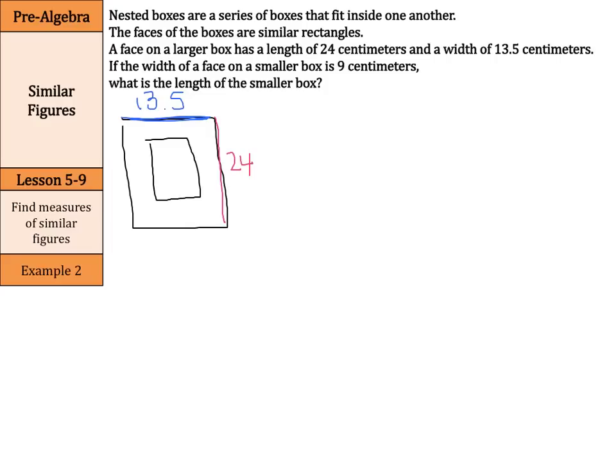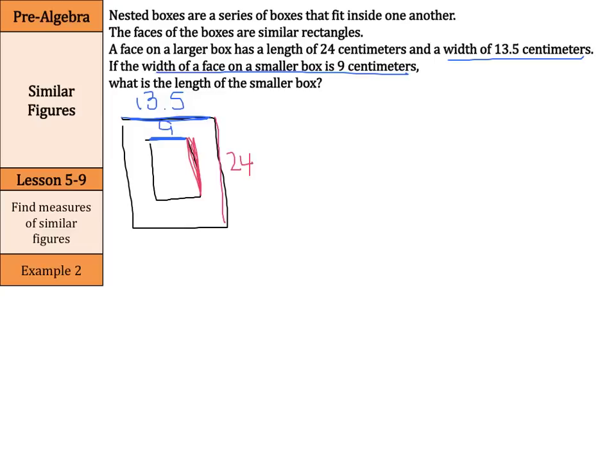Then, if the width of the face is 9 centimeters, okay, we had width at 13.5. The width is 9 centimeters on the smaller one, so this side is the 9 centimeter side. What is the length of the smaller box? So we're looking then for this side. And we have 2 methods to solve this.